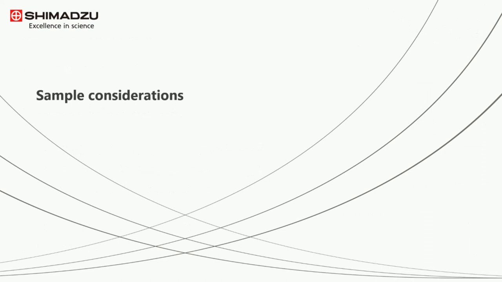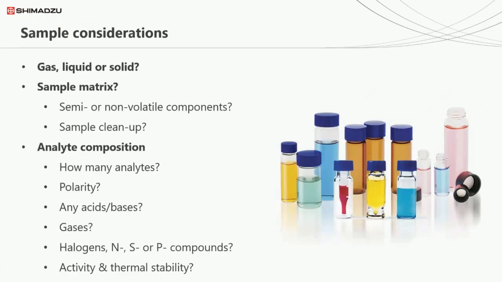The second area to consider is the samples themselves. Are the samples gaseous, liquid, or solid? This will determine how we can introduce the analytes into the GC column. What else is in the sample other than the target analytes? Do we have any semi or even non-volatile components in the mix that we might need to account for? Is the sample matrix dirty enough that we'll need to look at some type of sample cleanup?